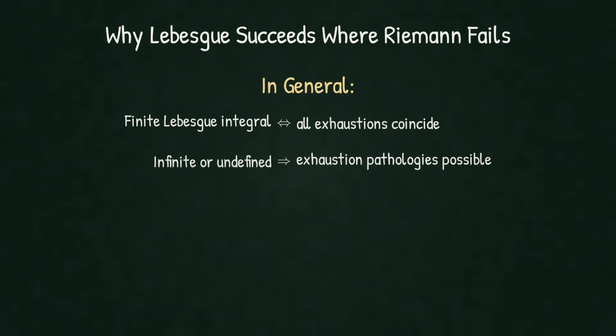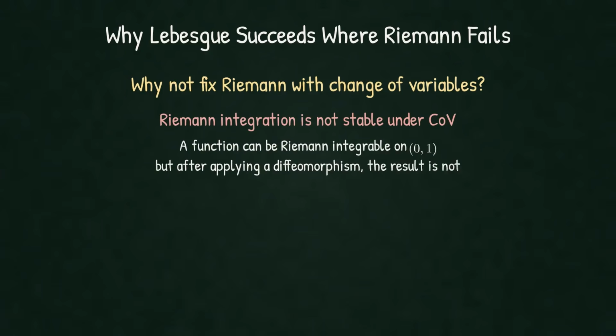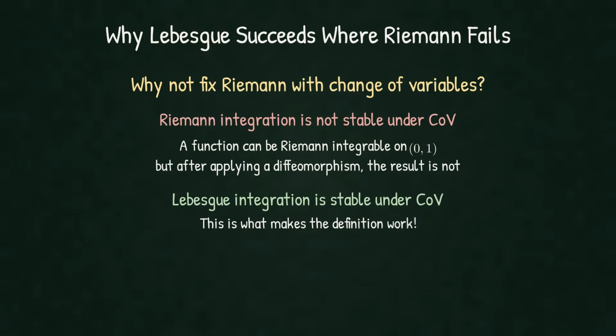But can we fix Riemann with change of variables? No. Riemann integration is not stable under change of variables. A function can be Riemann integrable on the unit interval, but after applying a diffeomorphism, the result might not be Riemann integrable. Lebesgue integration is stable under change of variables. That's what makes the definition work.